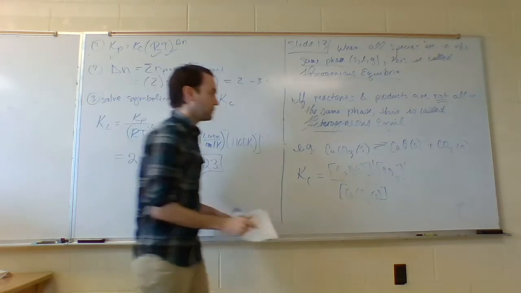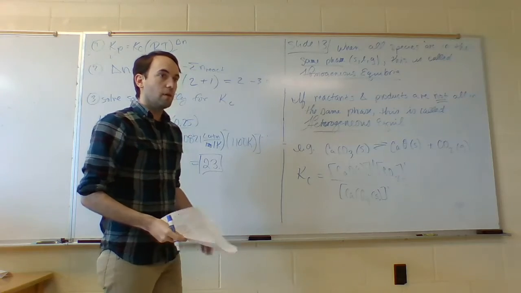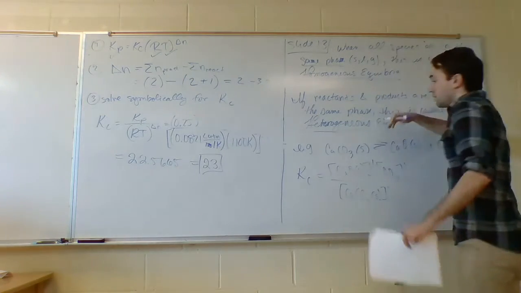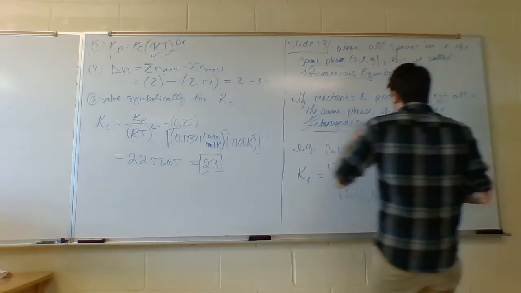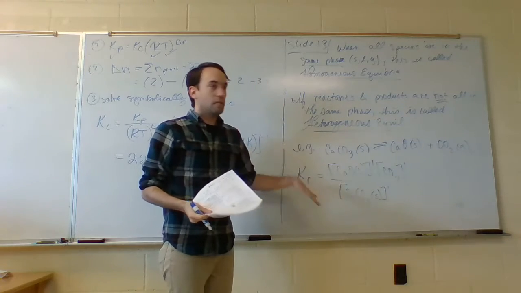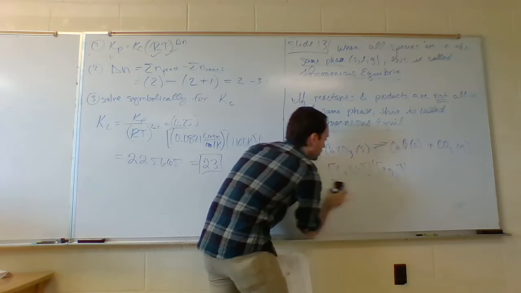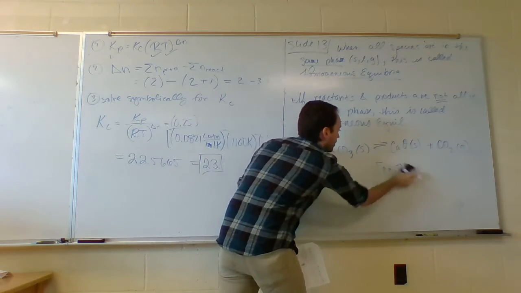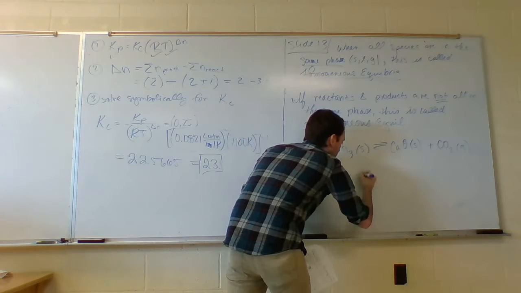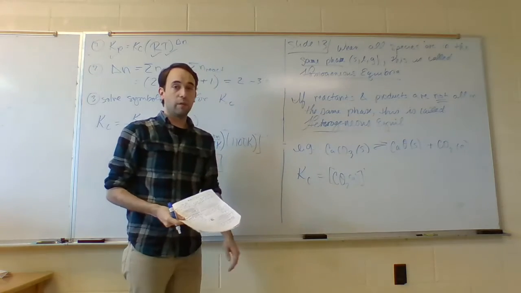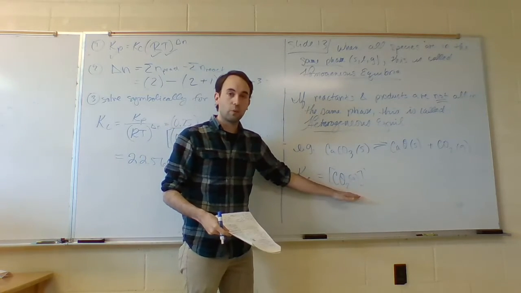But as it turns out, if they're not all in the same phase, the phase that has the most disorder is going to be the one that dominates. So what I mean by that is, if we have a gas, gas always wins. So we're not going to include the solids. So I have our concentration of CO2 gas to the first, that's my equilibrium constant. So if I have gases in any other phase, gases always win.